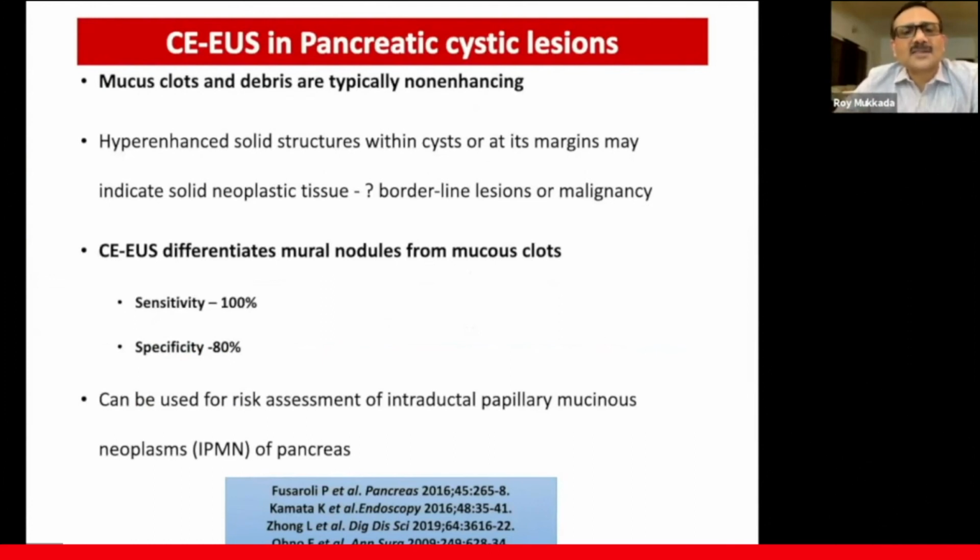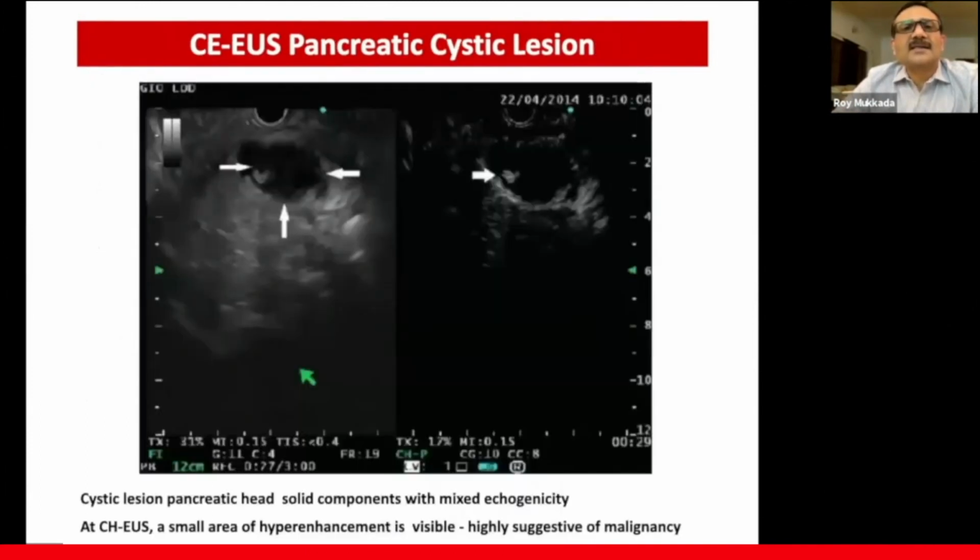In contrast enhanced EUS, it differentiates mural nodules from mucus clots. The sensitivity is 100% and specificity 80%. It can be used for risk assessment of intraductal papillary neoplasms also. Here you can see a cystic lesion, and once the contrast is given, there's a small solid nodule that is actually hyperenhancing, from which it can differentiate that mural nodule very clearly.